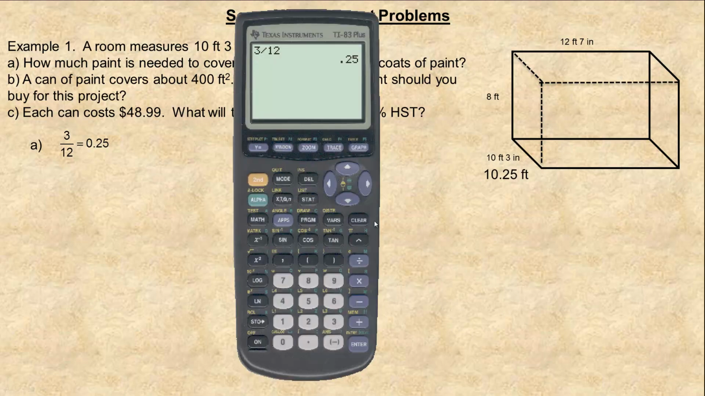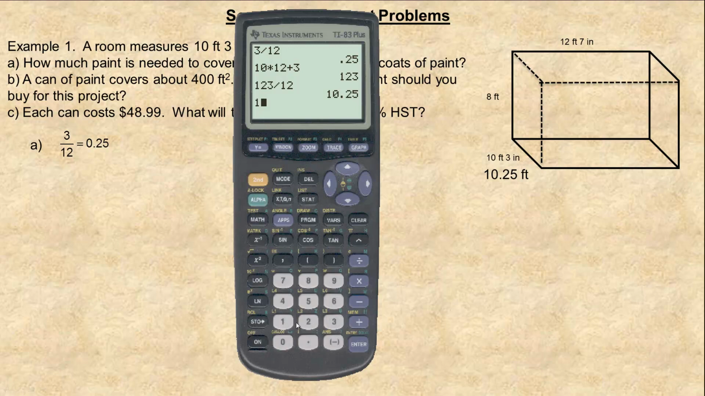Now just to show you, you might have someone else show you this instead. We could figure out how many inches this is altogether. We could go 10 feet times 12 inches in every foot plus the 3 inches. So that's actually, like if you had a tape measure and you laid it out there, 123 inches. And if we take that 123 inches and divide it by 12, there's another way to get the 10.25 feet.